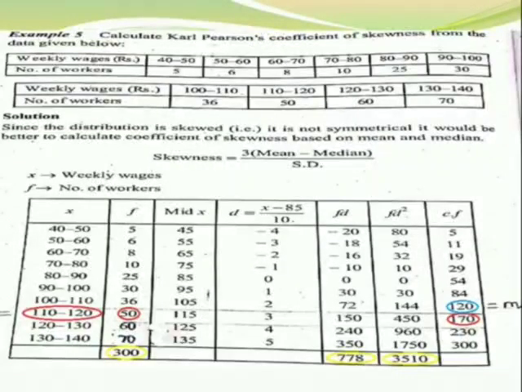Let us see our next example. Calculate Karl Pearson's coefficient of skewness from the given data. Here weekly wages and number of workers are given. In our weekly wages, the data are like class intervals, which is continuous data. So we have to use our continuous data formula.